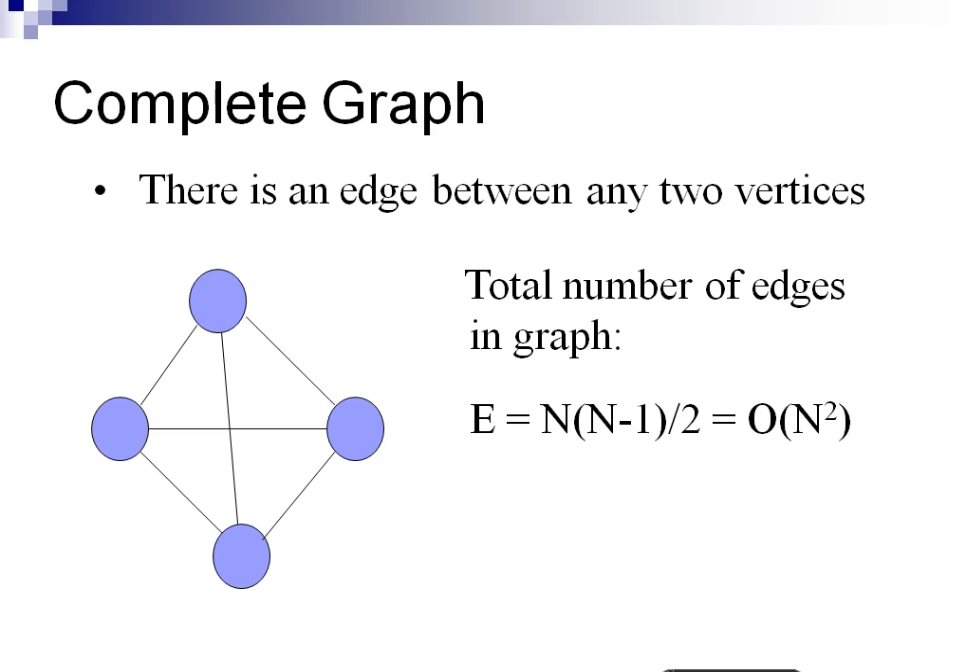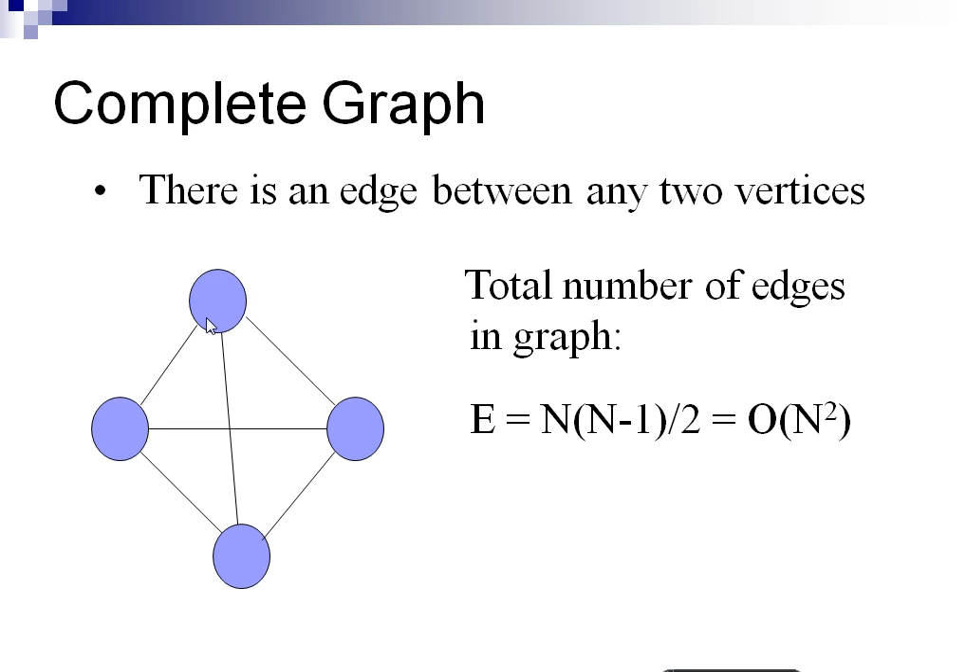Now we have here complete graph. In case of complete graph, there is an edge between any two vertices. So the total number of edges in a graph is calculated by this formula. E is equal to n into n minus 1 divided by 2. So here the time complexity is given by big O(n square) in case of complete graph.